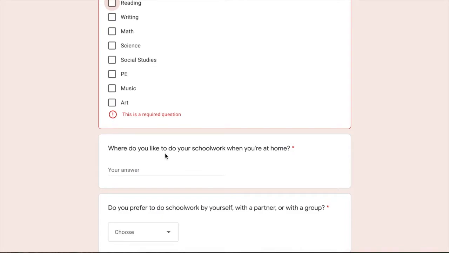This is a short answer question. You can see the gray line here is pretty short. For a short answer question, aim for one sentence at most. Sometimes even a couple words is all you really need. So, where do you like to work when you're at home? Right now, I'm sitting at my dining room table, so I'll write that.